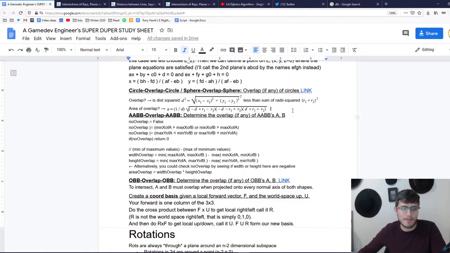The other thing is axis aligned bounding box overlap, an axis aligned bounding box overlapping with another axis aligned bounding box.